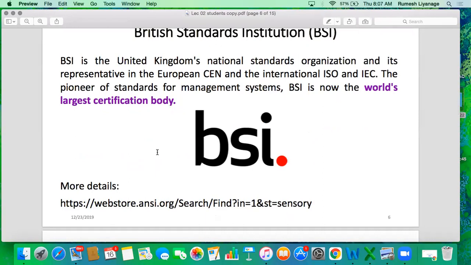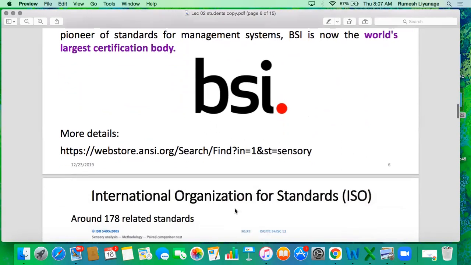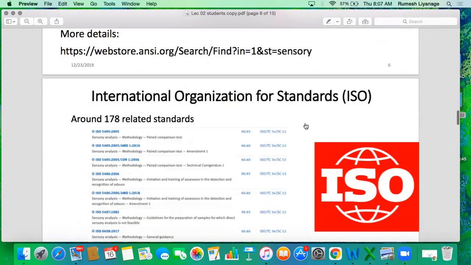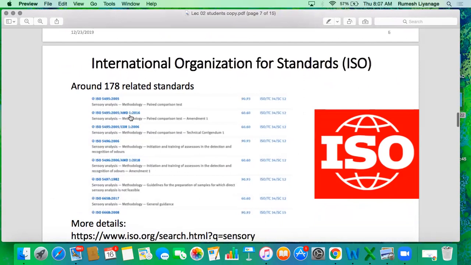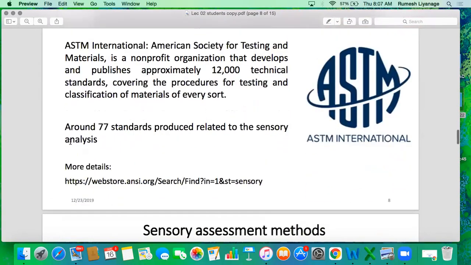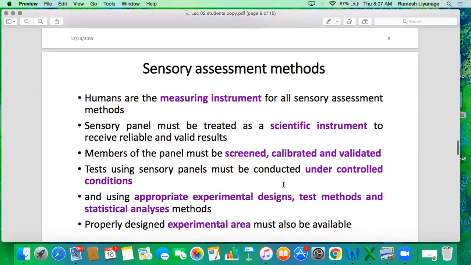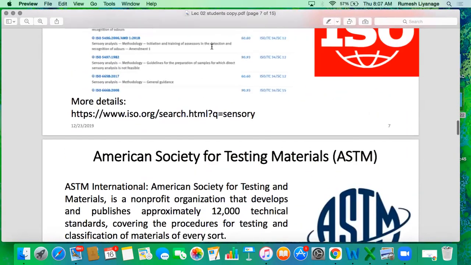And BSI is the world's largest certification body. You can get more details through this website and link. Here you can see around 178 standards relevant to sensory. And ASTM has around 77 standards related to sensory. And this is the logo and this is the link, right? So these are the general things.